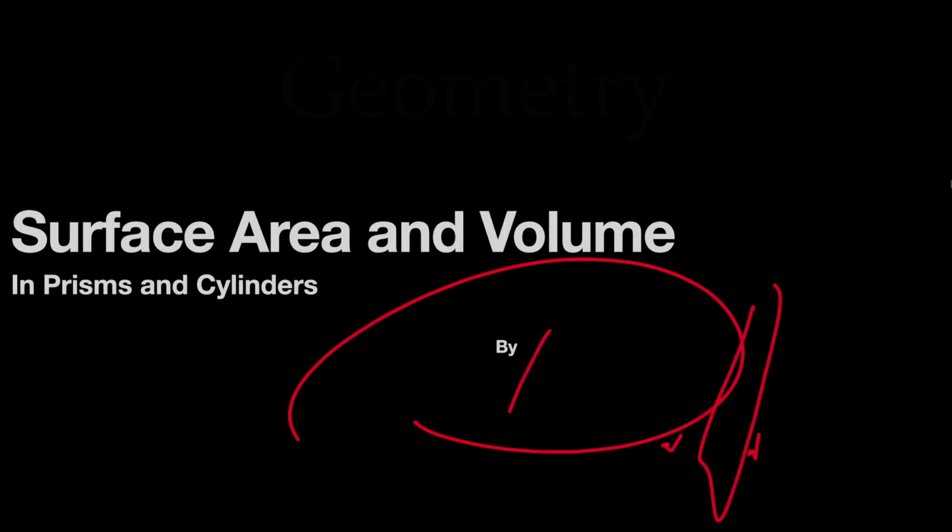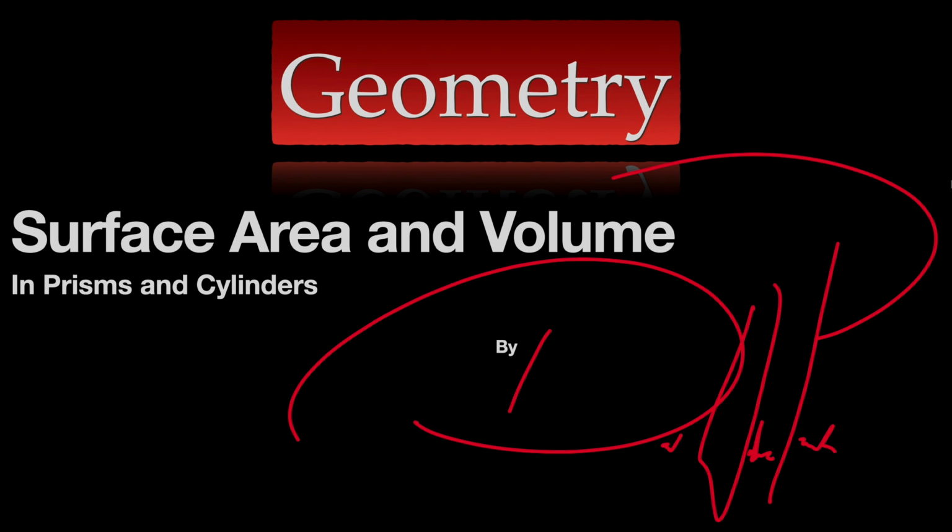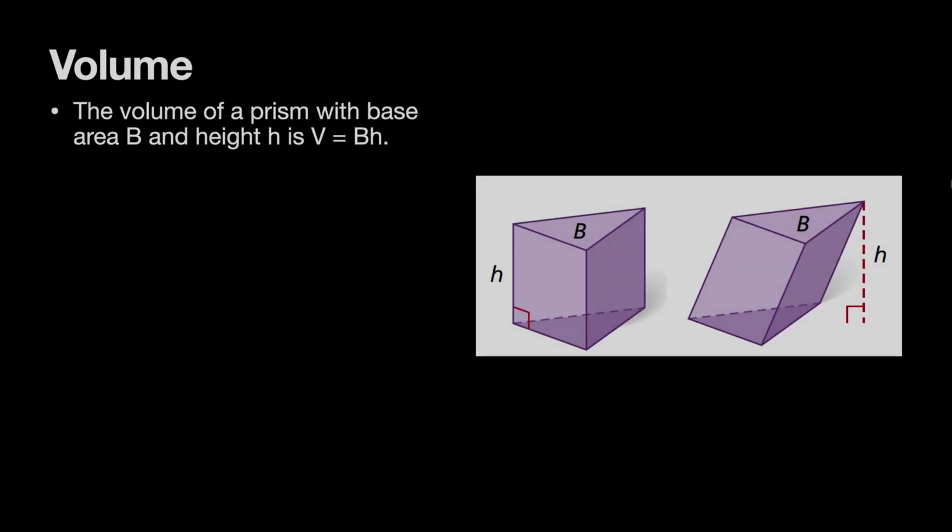All right, so let's talk about surface area and volume in prisms and cylinders. So we're going to start actually not with surface area, even though that's in theory the lesser dimensions, but with volume, because honestly, you've already learned the volume formulas for the most part. So the volume of a prism with a base area of B and a height of h is just the area of the base times the height.